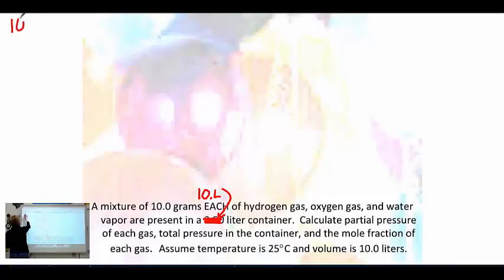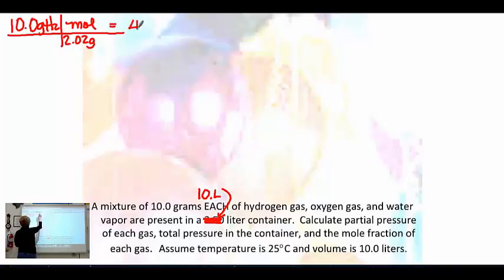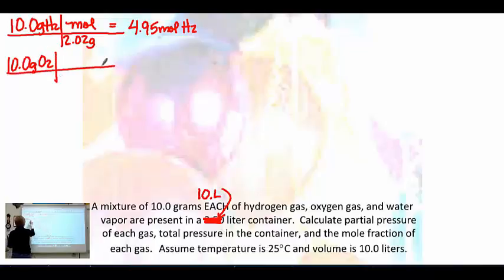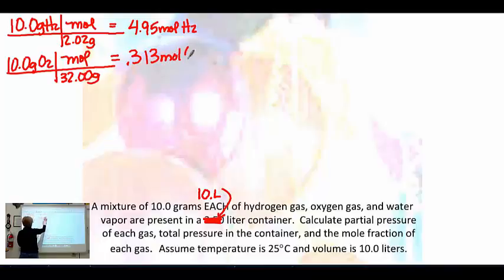So I have 10 grams of hydrogen. Remember, hydrogen is diatomic, 2.02 grams per mole. So I have 4.95 moles of hydrogen. For the oxygen, I also had 10 grams. O2, also diatomic. I have a lot fewer moles of oxygen because oxygen has so much higher of a molar mass. So the partial pressure of oxygen is going to be much lower than that of hydrogen.